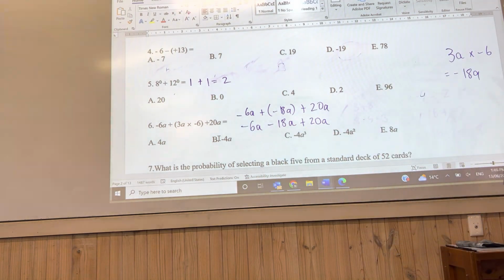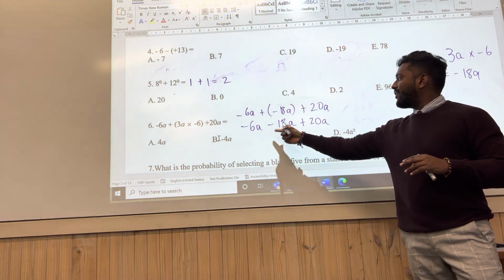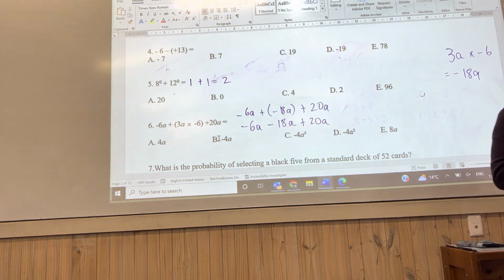This is collecting, what do we call that? Collecting like terms. Are they all like terms? Shaylee, are they all like terms? Yes, they are. Each one has a. Now, if I was to collect all of them, what will that equal to, Alan?